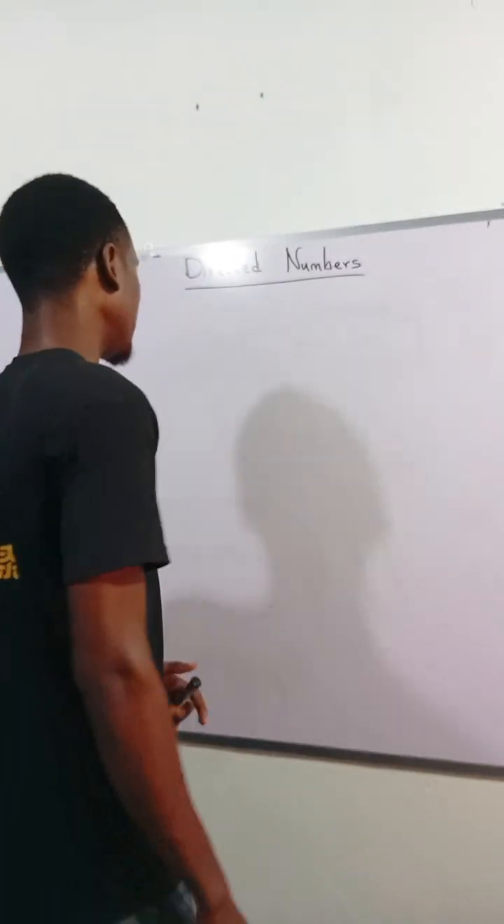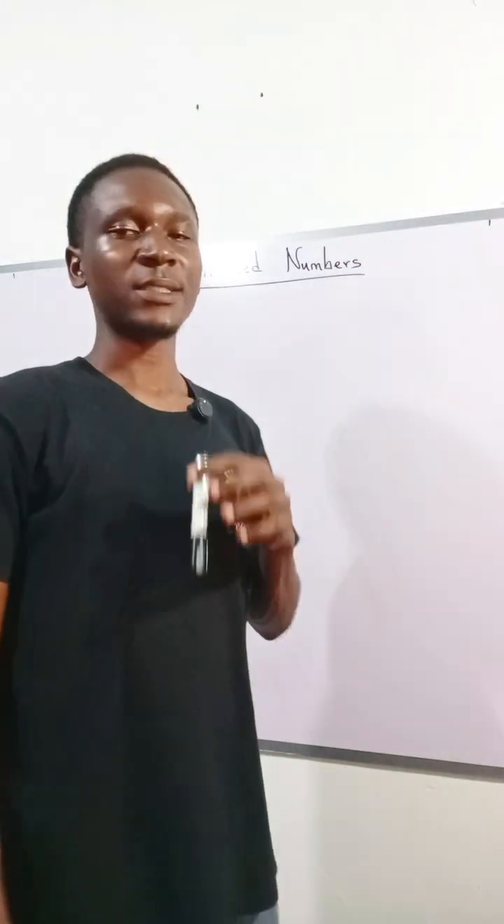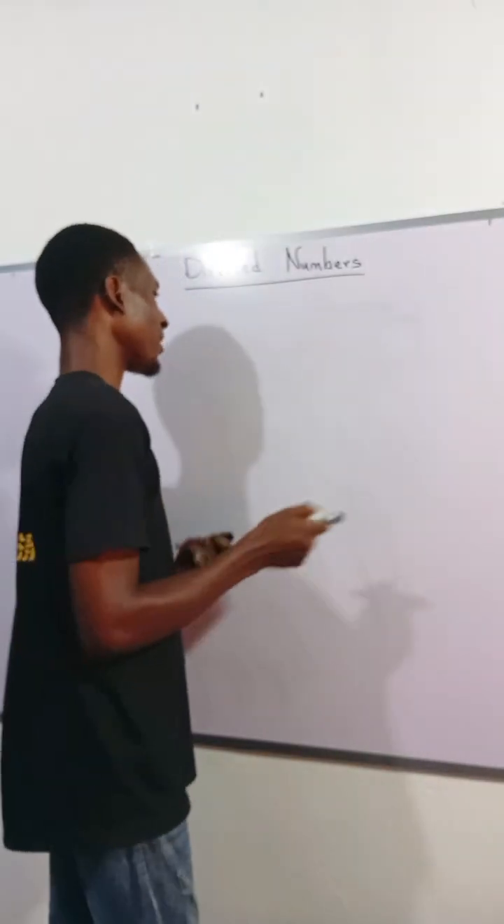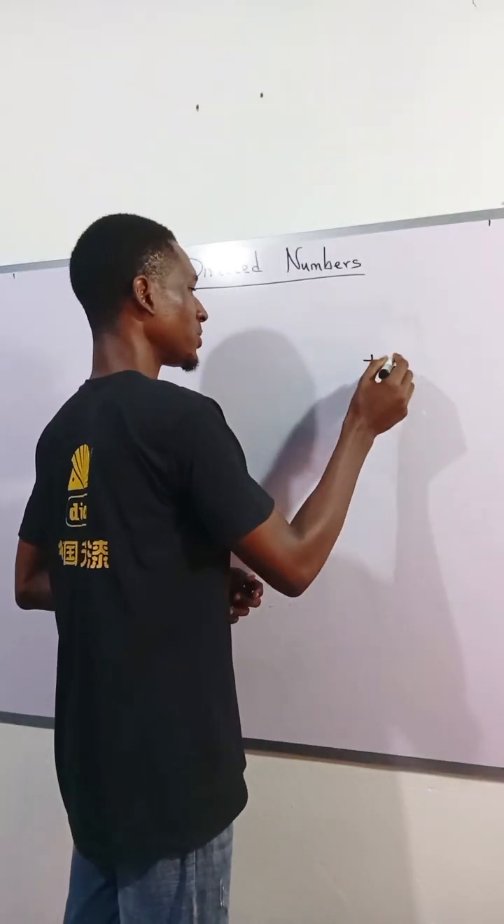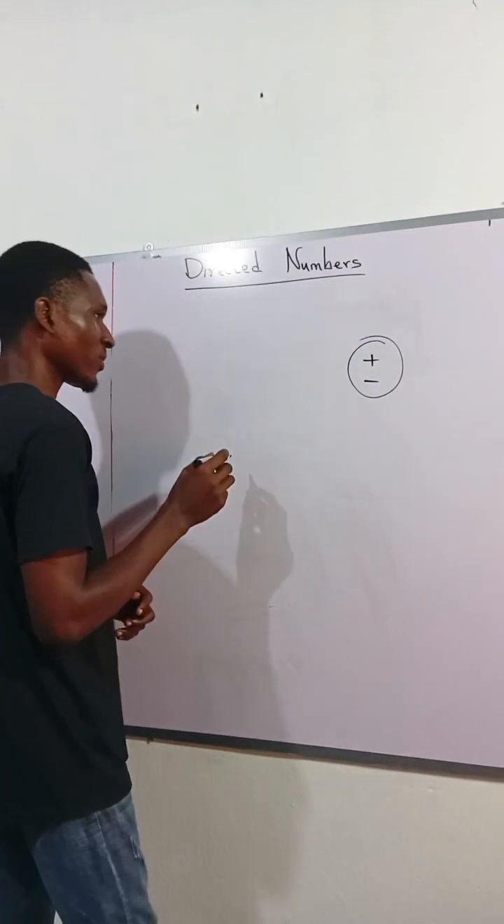Let us look at directed numbers. What are directed numbers? Directed numbers are numbers that have direction, like positive or negative. These are numbers that have either positive or negative attached to its original form.